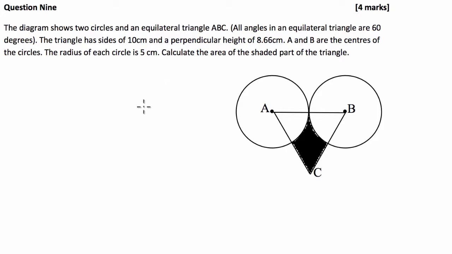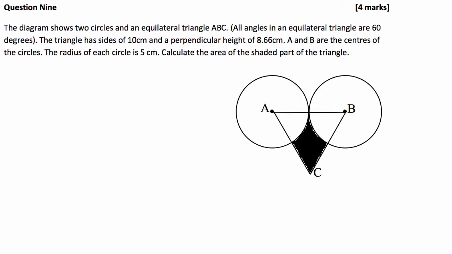Now the question is saying we've got two circles and an equilateral triangle ABC. All the angles in the equilateral triangle are 60 degrees. Okay, thanks for the hint. The triangle has sides of 10 centimeters and a perpendicular height of 8.66 centimeters. A and B are the centers of the circles. The radius of each circle is 5. Calculate the area of the shaded part of the triangle.